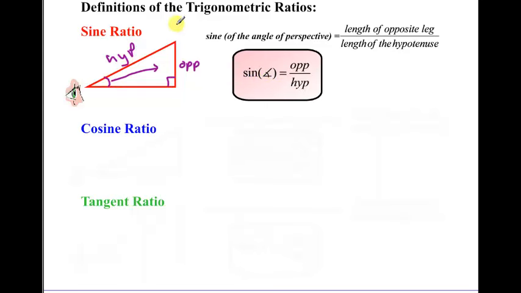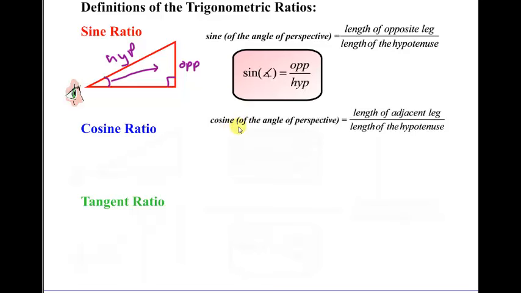The cosine ratio is kind of similar to that. The cosine of the angle of perspective is defined to equal the length of the adjacent leg over the length of the hypotenuse in a ratio. And again, we have an abbreviated form of that. The cosine of our angle is our adjacent leg over the hypotenuse.